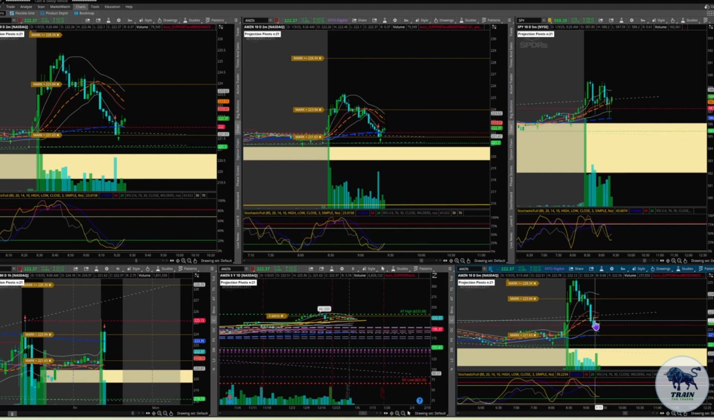And I will update this trade at the end, see how it works out.